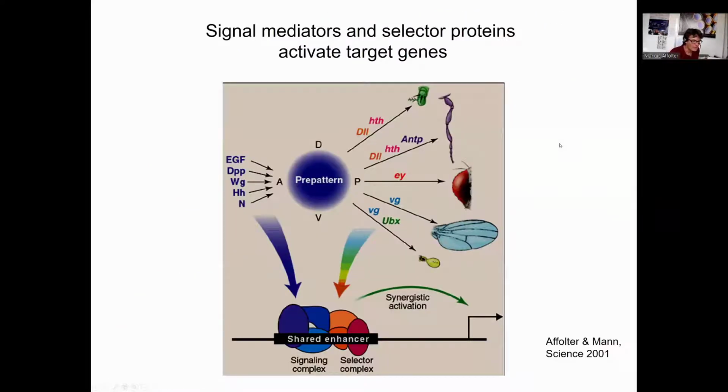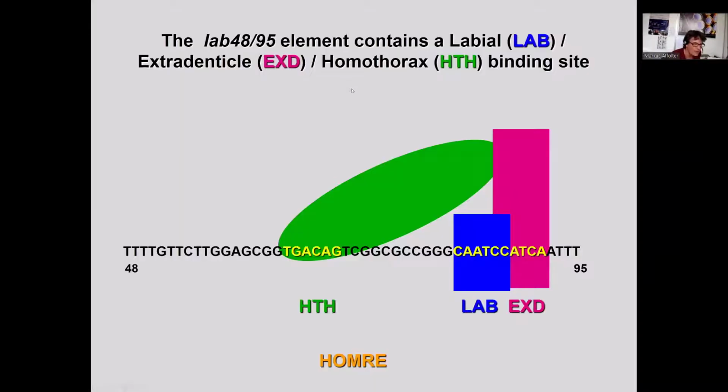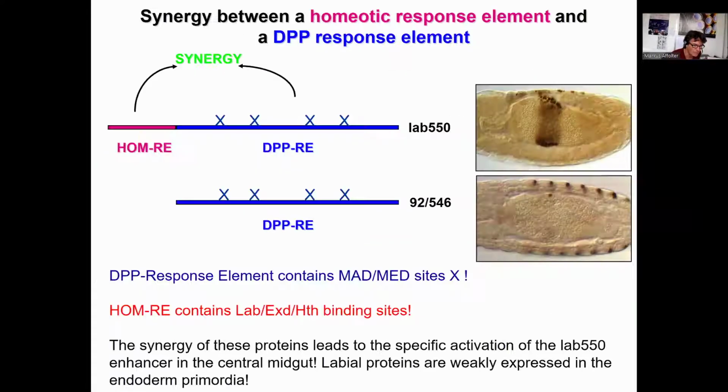Do I have that here somewhere? No. No, it's probably DBPRE. Yes, these are the DPP response elements, these 4, when they're mutated. So you see that, no, that's not true. I don't have it here.